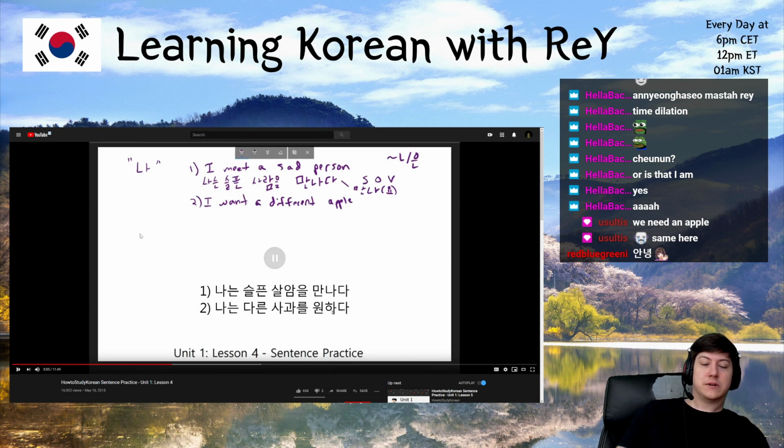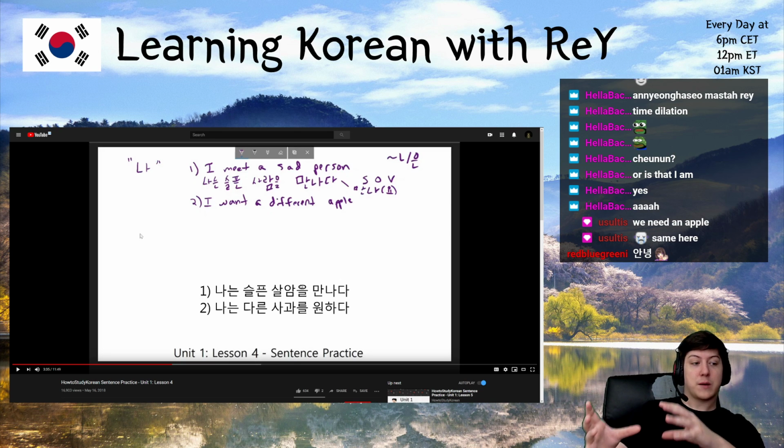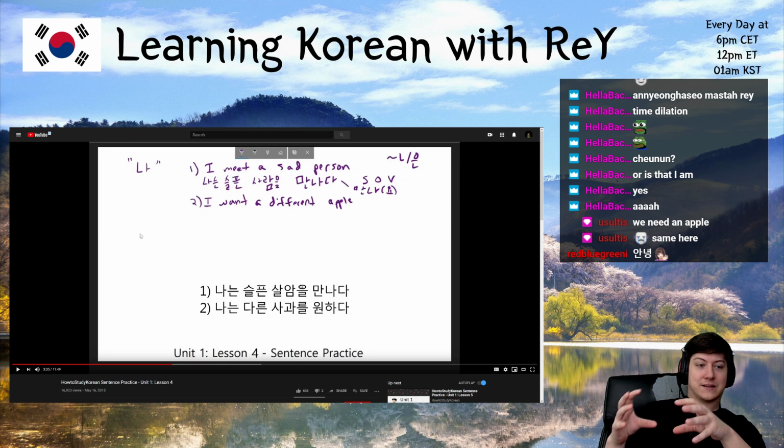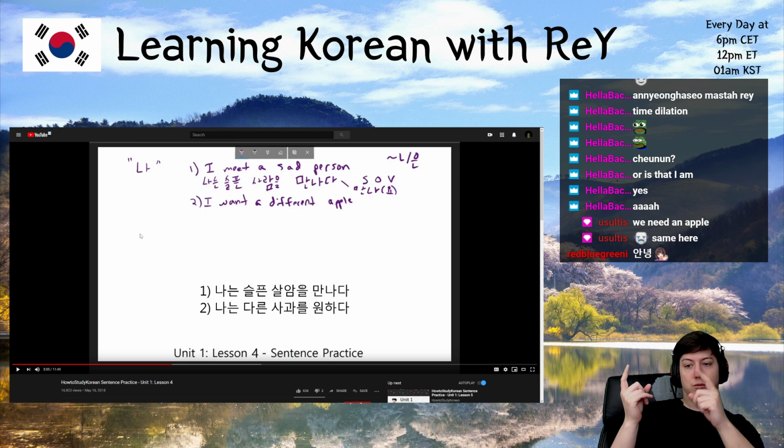By the way, if you just tuned in, we are learning about adjectives describing nouns. What particle you need or how you change the adjective if you use it to describe a noun. That's what we are doing right here. So different is describing apple. So we need to change the base form of different to something else.